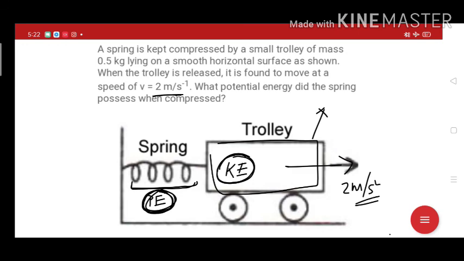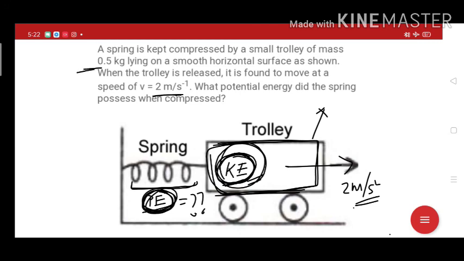So now what they are asking for is this potential energy. So what can we do? We can find out the kinetic energy of this trolley. Why? If we somehow find out the kinetic energy of the trolley, then it will be exactly equal to the potential energy in the spring, because of the transformation of energy from potential to kinetic, the trolley is having the velocity. So we can easily calculate the kinetic energy of the trolley, as the mass and the velocity of the trolley are given over here.